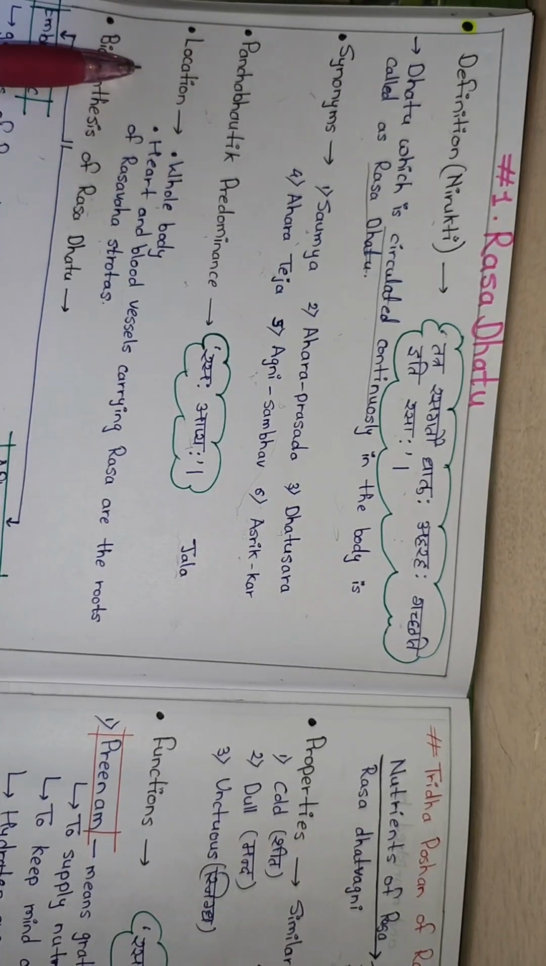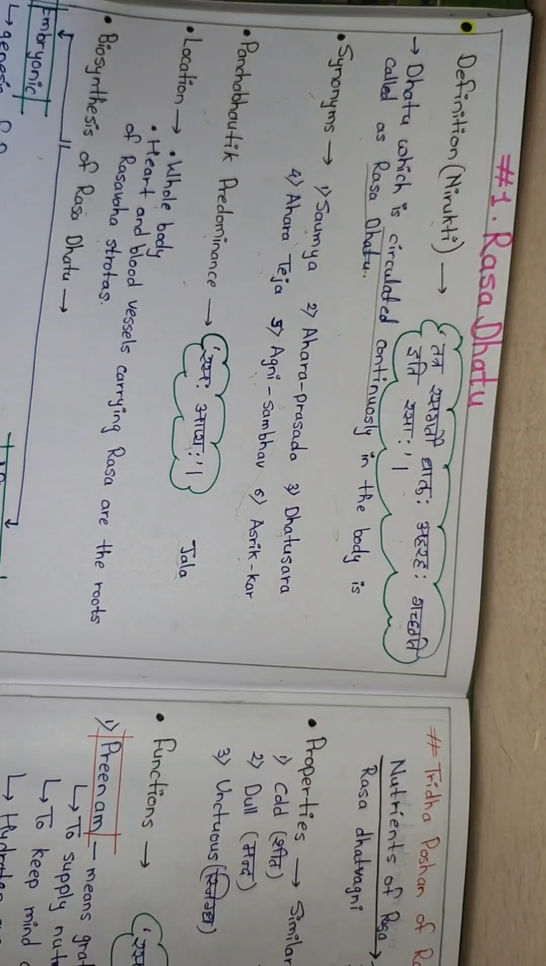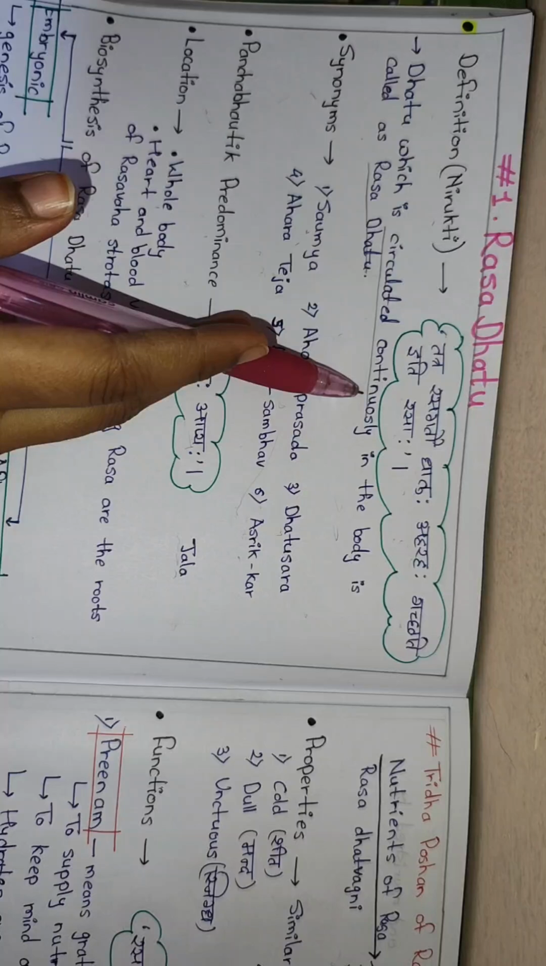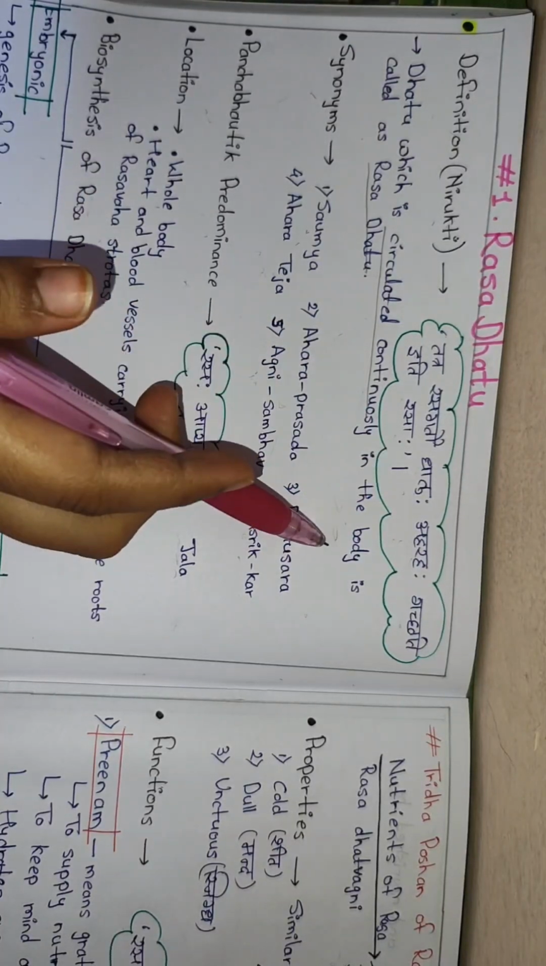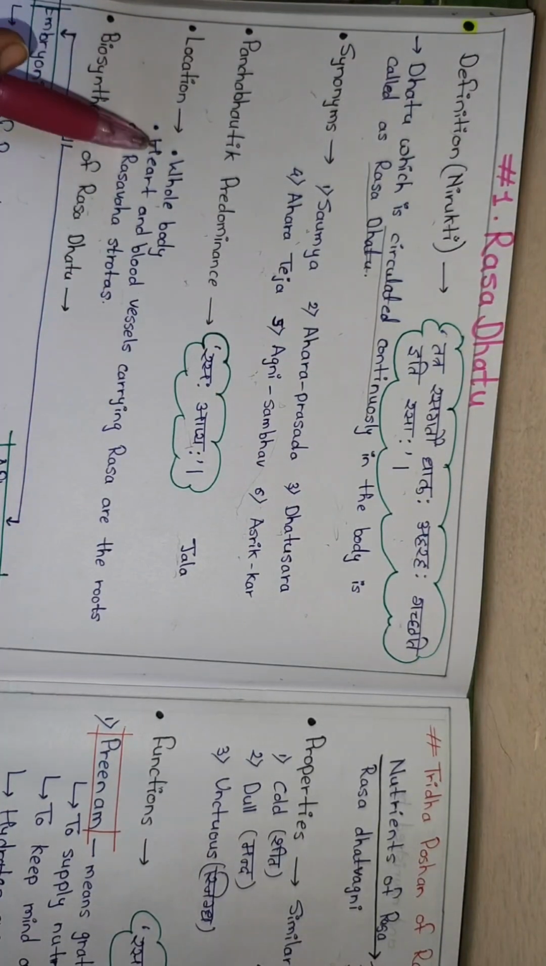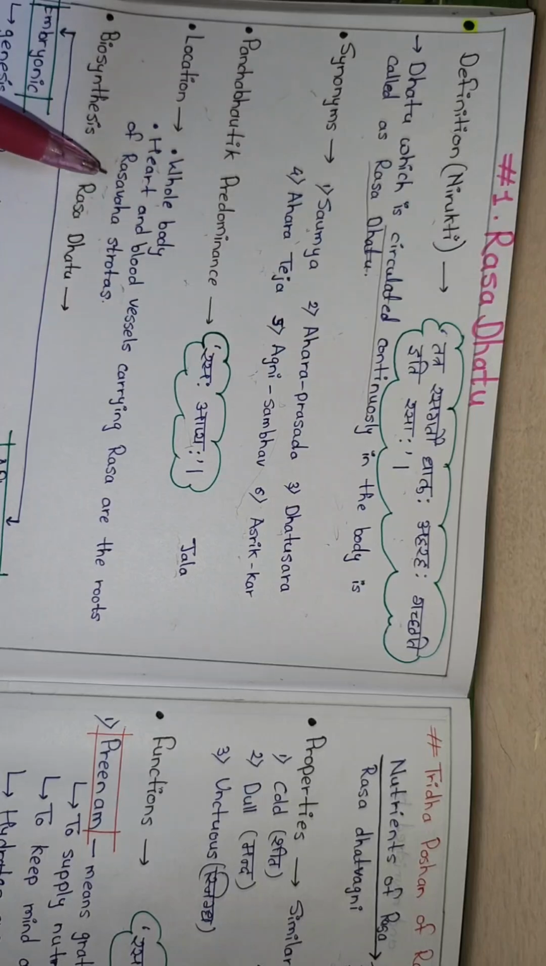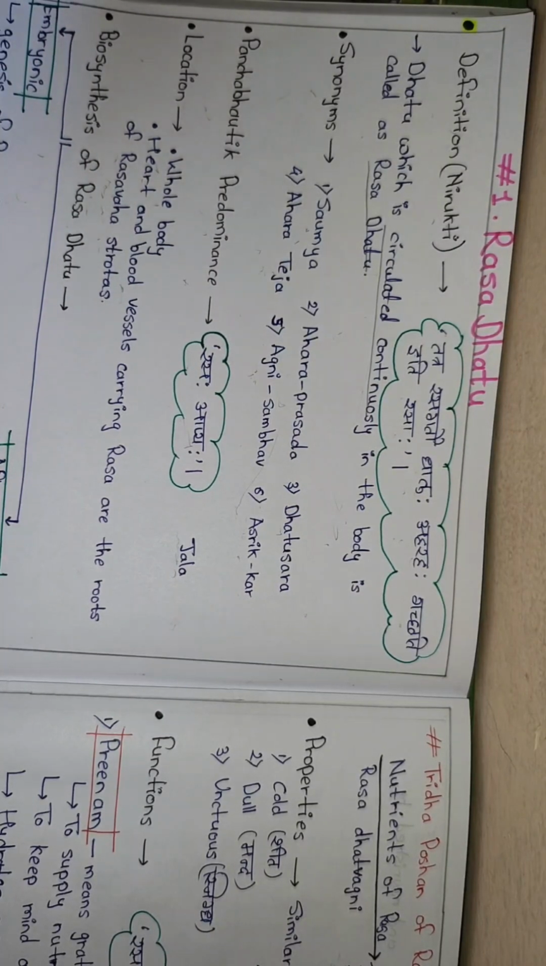Then location of rasa dhatu. In location, we have seen the rasa dhatu circulates continuously in the body, in the whole body. So location of rasa dhatu is whole body. And the roots of rasavaha srotas are heart and blood vessels. Rasavaha srotas means the channels of rasa dhatu. They are heart and blood vessels.